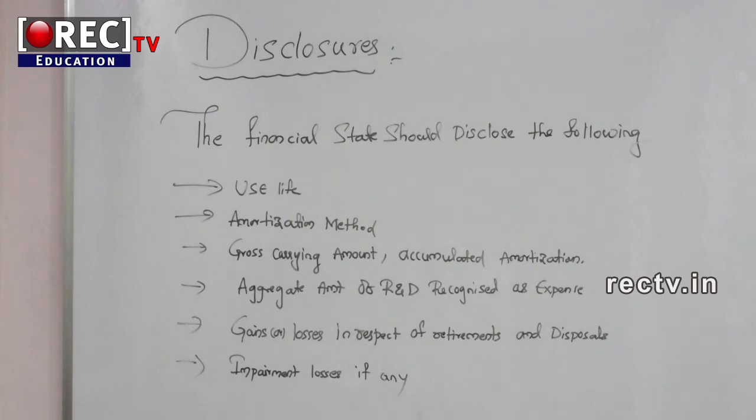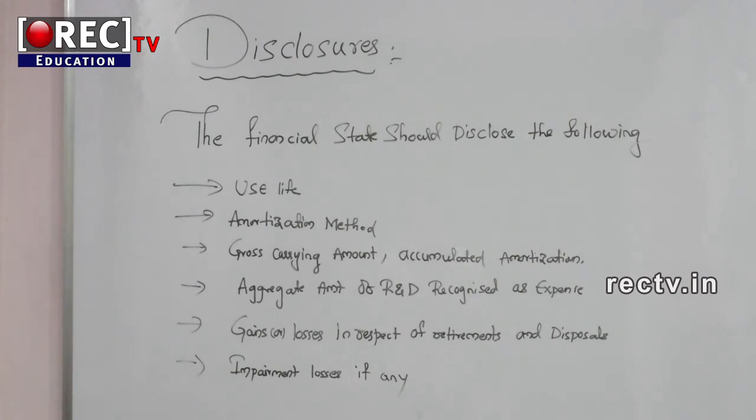And the third head is gross carrying amount and accumulated amortization. Here, gross carrying amount and accumulated amortization means whenever your balance sheet is carrying intangible assets at gross cost, you will have an accumulated amortization amount. So, for this reason you have to show the gross carrying amount in the financial statement as well as the accumulated amortization. Whatever amount you are taking should also be disclosed in your financial statements.